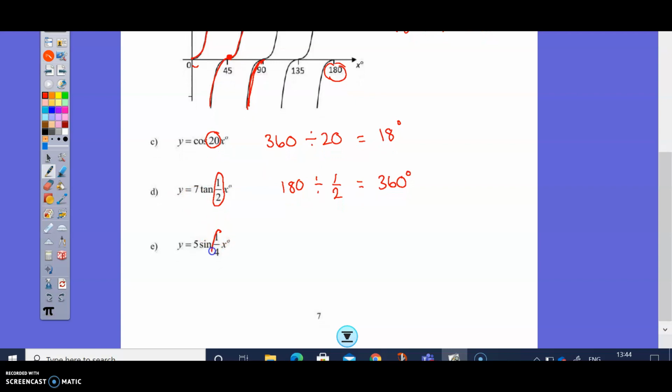Last one. Sine graph, a quarter x. I'm not interested in the 5, it's just the number in front of the x. So I'm doing 360 divided by a quarter. Dividing by a quarter is the same as timesing by 4, which is what, 360, 720, 1440 degrees. So it wouldn't start repeating itself until it had gone through 1440 degrees.